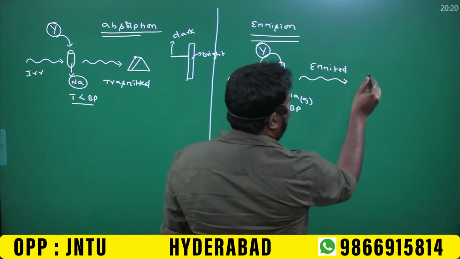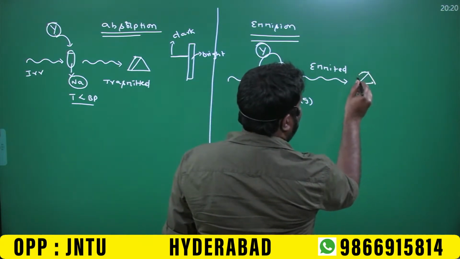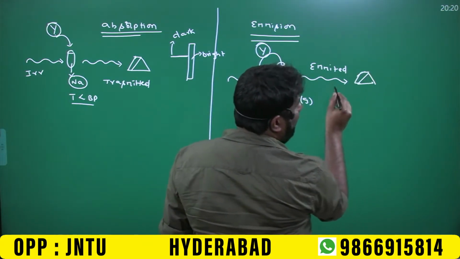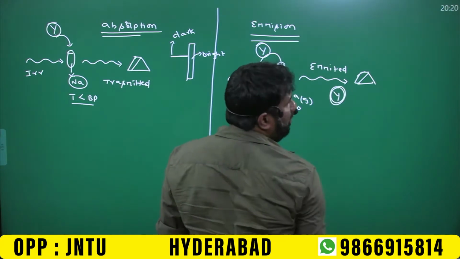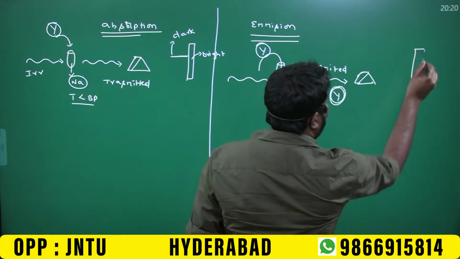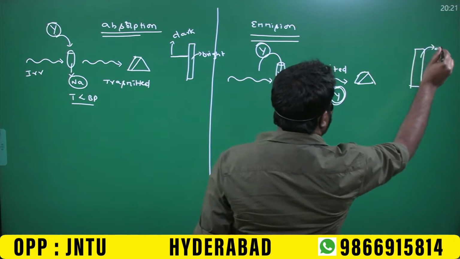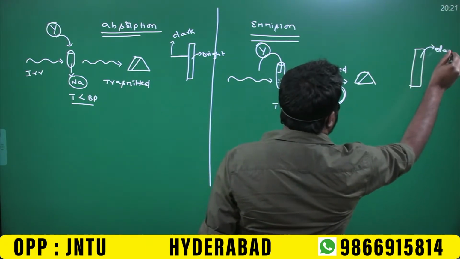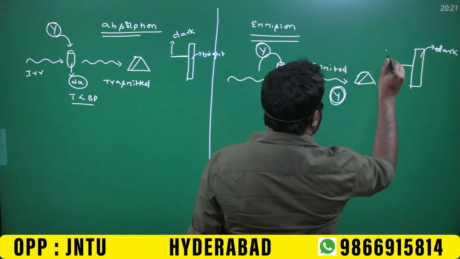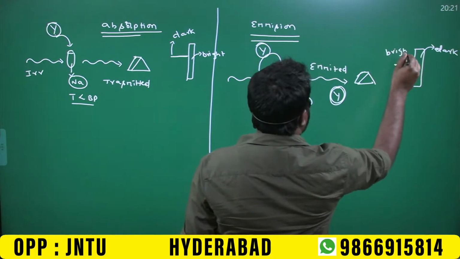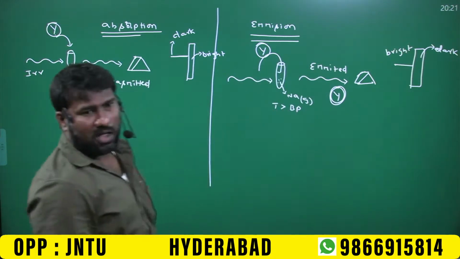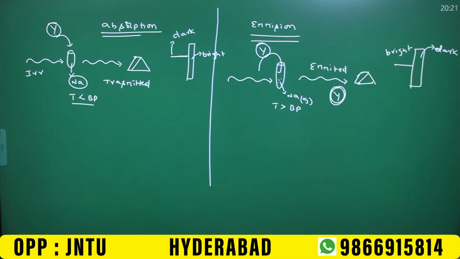Now if you are going to examine this emitted radiation, this contains only one light, which is that? Yellow. So the background becomes dark. The lines, the bands are bright. అలా వస్తే దాన్ని ఎమిషన్ స్పెక్ట్రమ్ అని అంటాం.